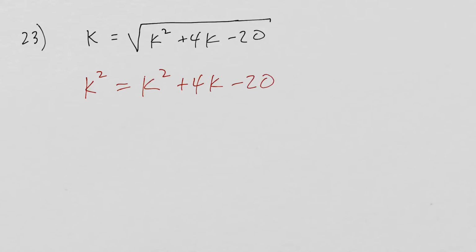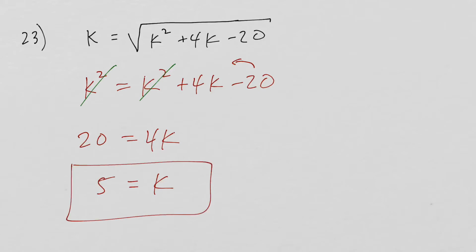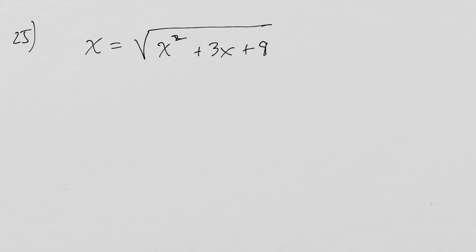And then I subtract k squared from each side. I'm going to move this negative 20 to the left to be a positive 20. And I'll divide each side by 4, so k is equal to 5. And again, I know that that's not going to be extraneous. I'm not going to bother checking it because 5 is a positive, and so that is going to work out.